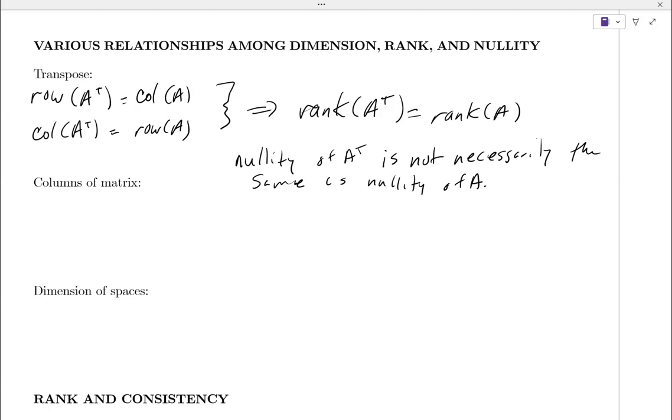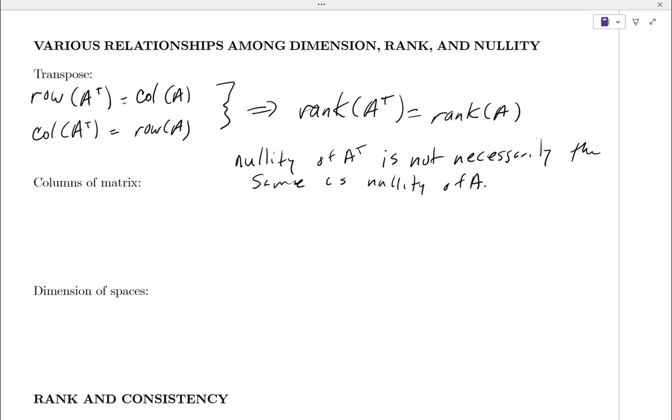If A is not square, they most assuredly will not be the same, because the number of columns that you're dealing with will be different in the two matrices. And the number of pivots that you have in a reduced row echelon form will be the same. So it'll change the number of free variables that you have, the number of pivot-less columns.